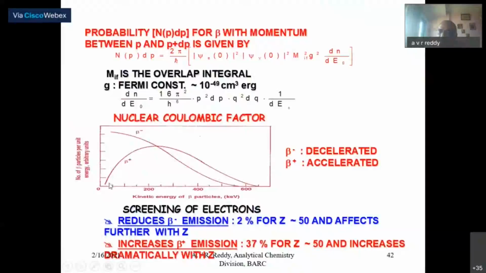Whereas in the case of beta plus, from zero energy up to some point, there is no observation at all. No beta plus is observed. They are simply pushed off, repelled, right? Therefore, they will be evenly distributed. So, the experimental data can be explained based on the nuclear Coulombic factor, and of course, that was also reproduced by this theory.